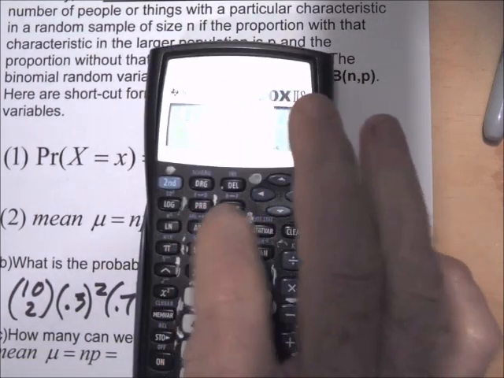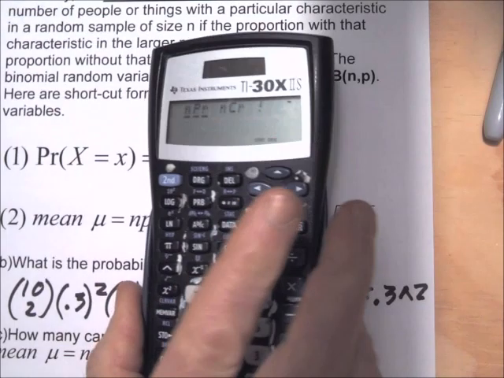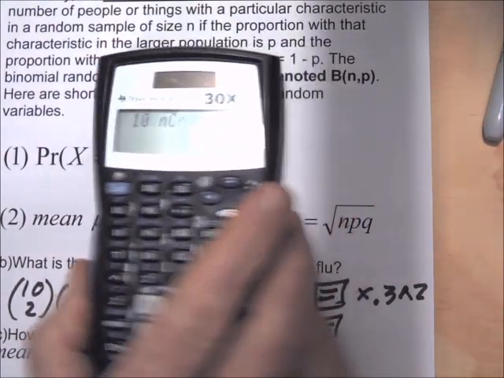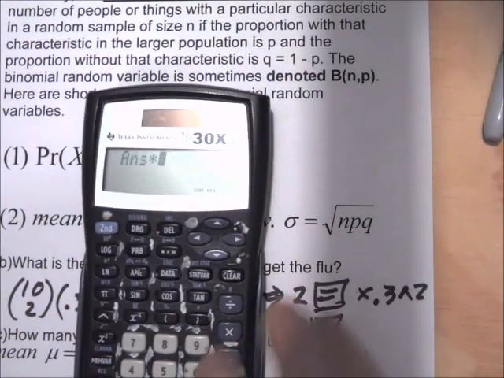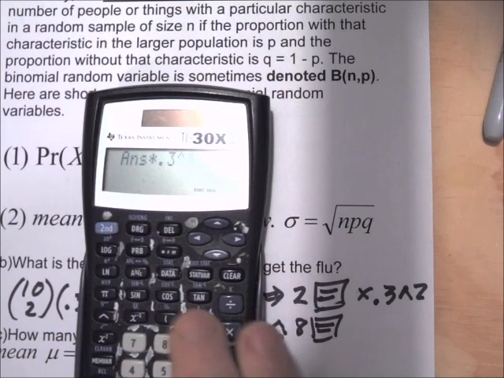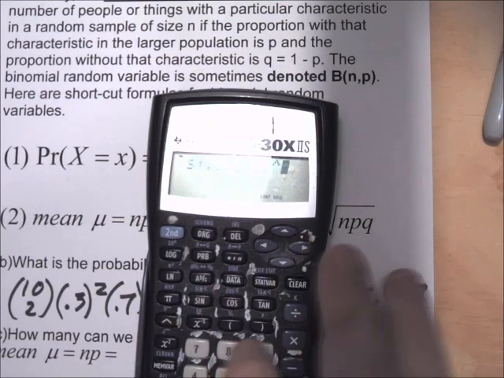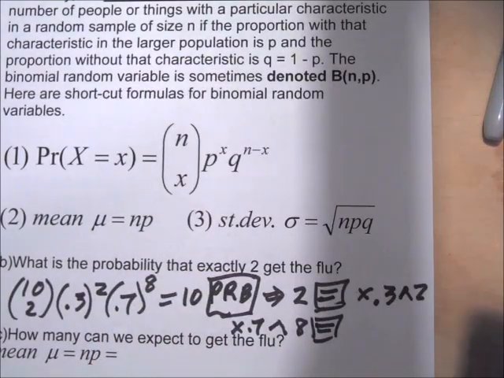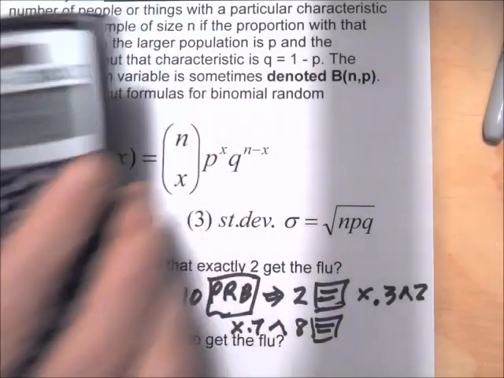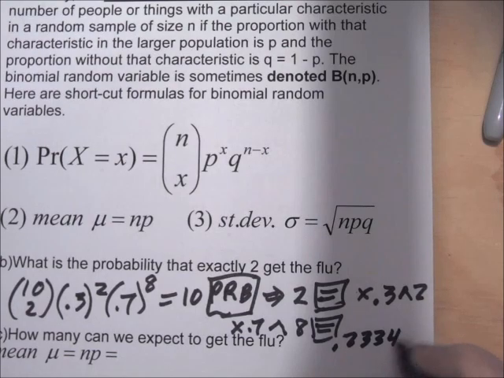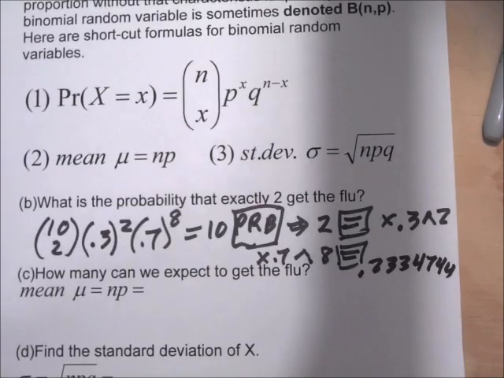10 choose 2 times 0.3 exponent 2 times 0.7 exponent 8 equals 0.233. We get 0.2334744, and a long string of decimals.